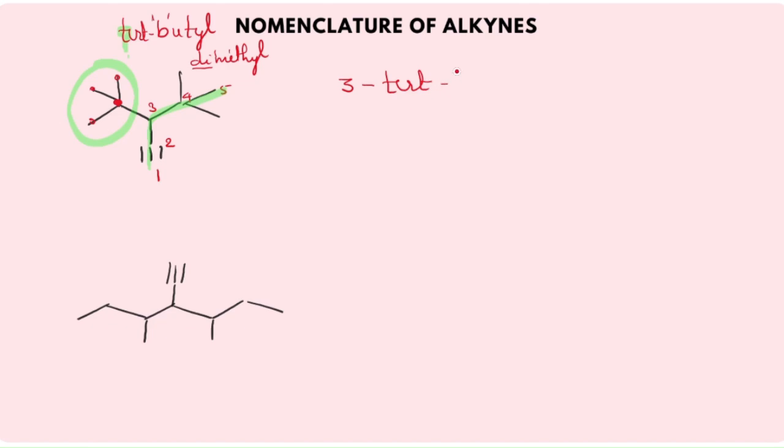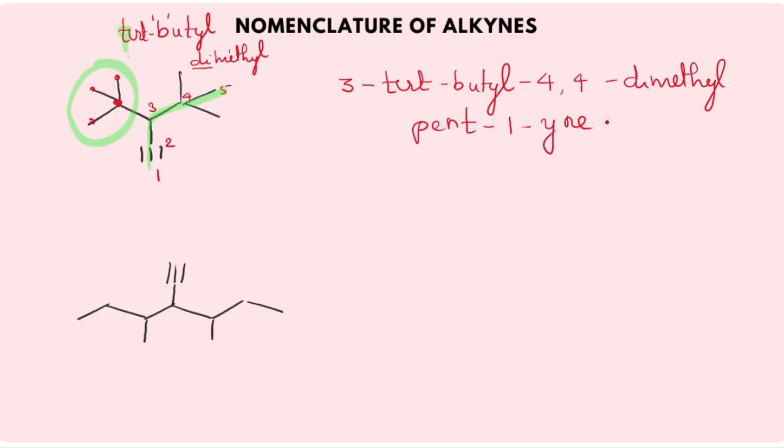tertiary butyl. At what position do we have methyl? 4,4-dimethyl. And how many carbons are there? 5. Therefore, pent. At first position, that means it's a terminal triple bond. 1-ine or 1-pentyne. So that is the correct IUPAC name.